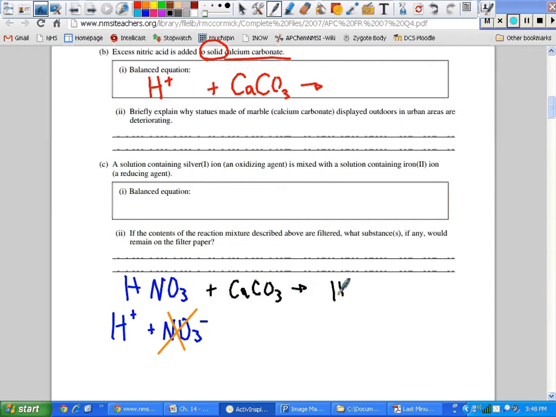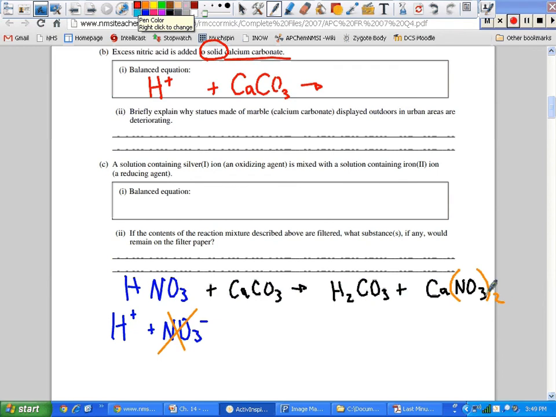CaNO3. Now, what can we cross off? Oh, yeah. That needed a 2 right here. Very good. So that's right there. So what can you cross off? You can cross off the nitrate. But what will that leave you right here? Very good. Ca2+. Because remember, we're looking for things that change form.